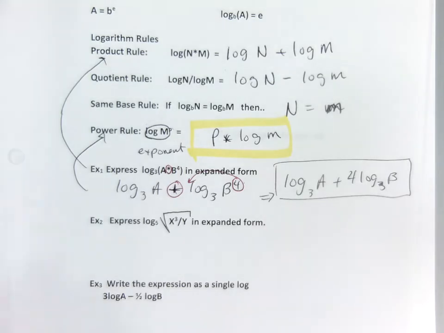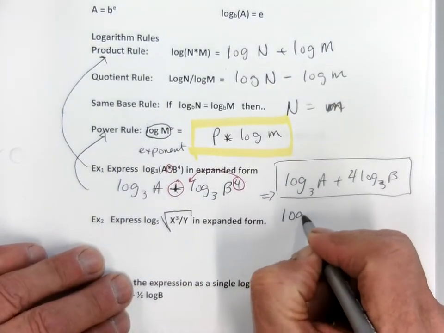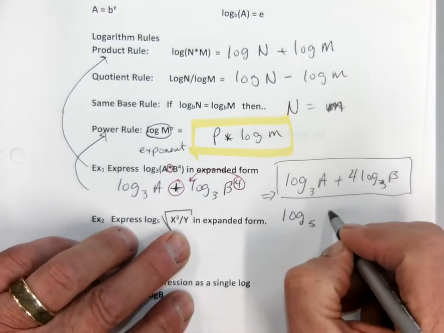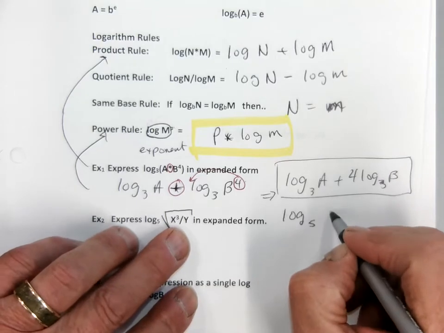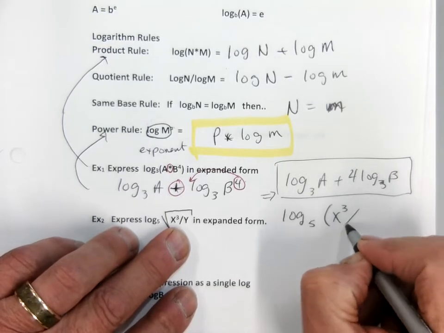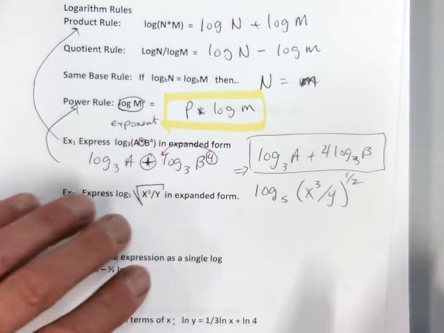Example 2. So before I do anything, let's rewrite this. I'm going to rewrite this as log base 5 of the square root. Now, so I'm going to make it to the 1/2 power, okay? X cubed divided by y to the 1/2 power. You okay with that? Square root, 1/2 power?